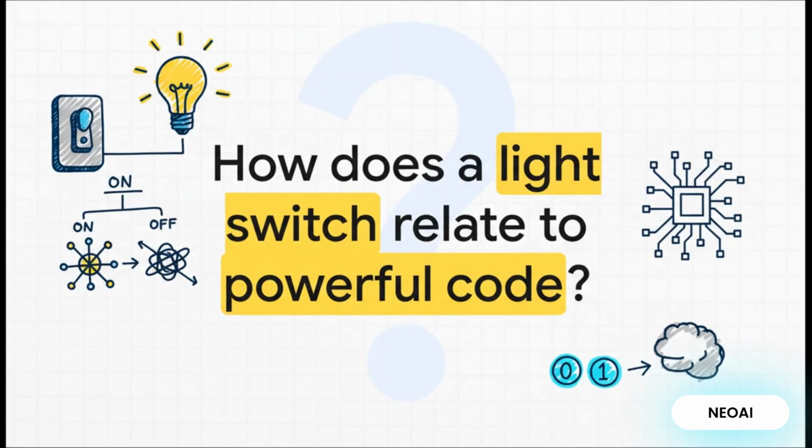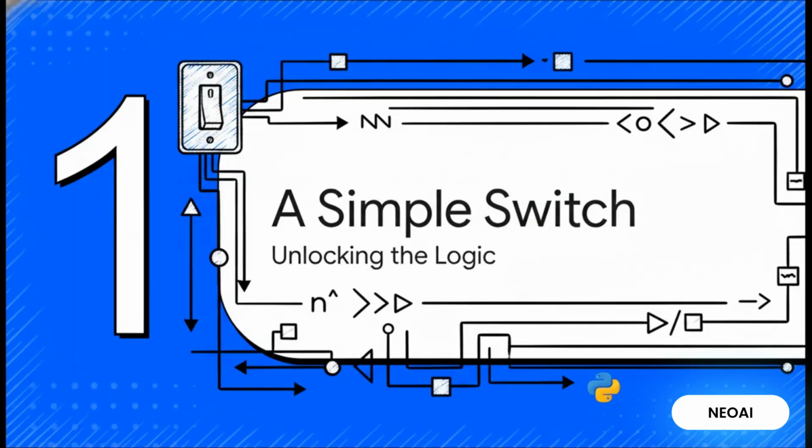It really all starts with this question. And believe it or not, if you can understand how a simple light switch works, you're already on your way to understanding how programs make decisions. It seems almost too basic, right? But this one simple analogy is the key that unlocks everything. So let's really focus on that switch.